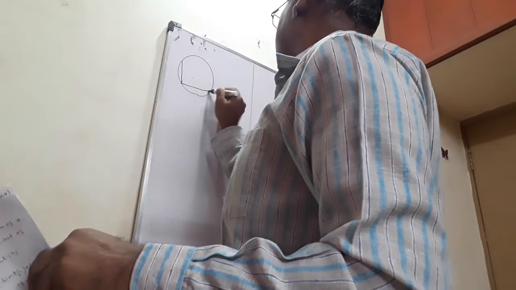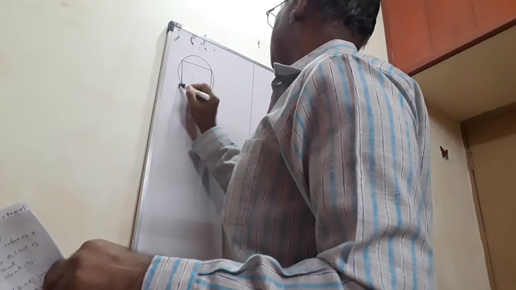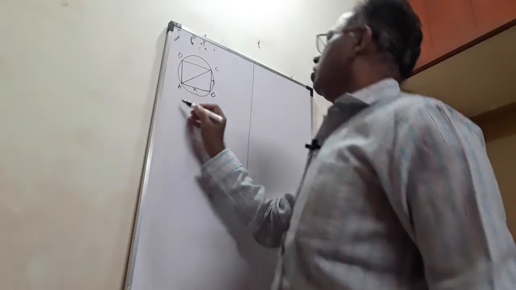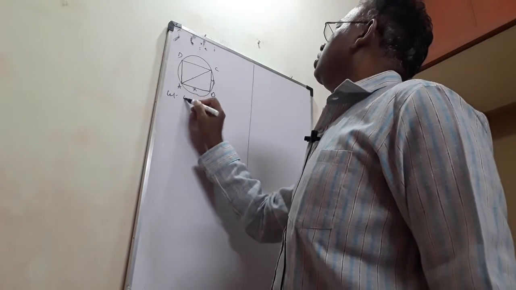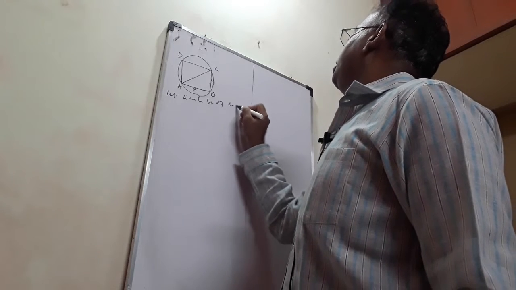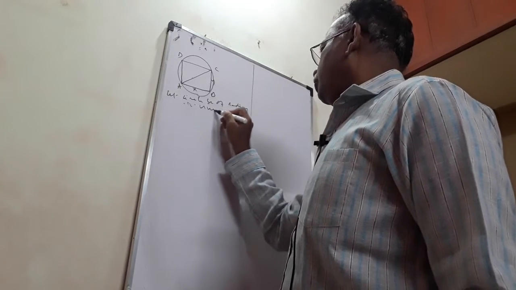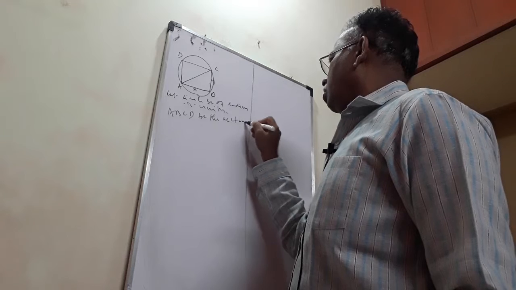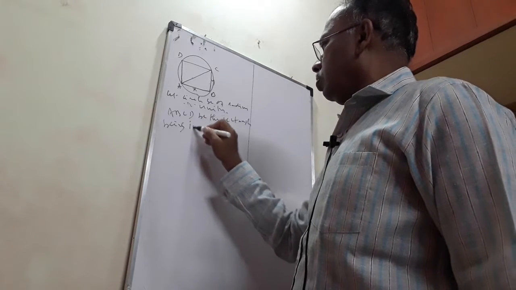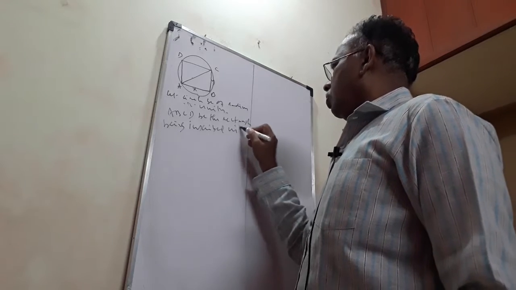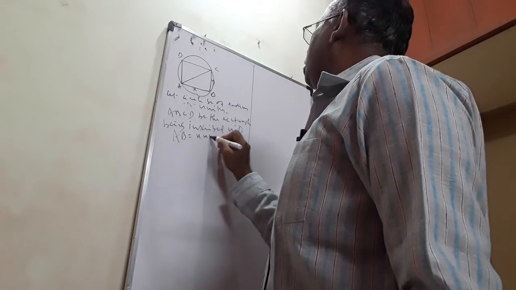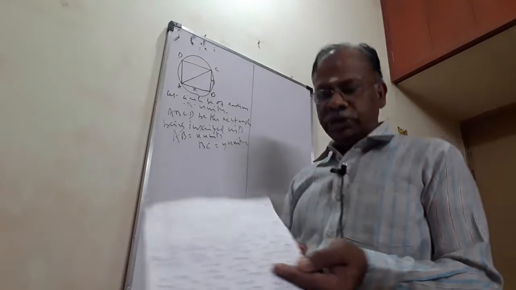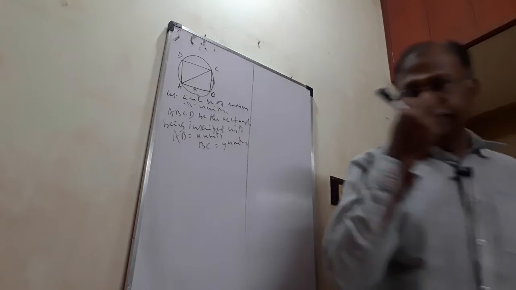Let me think about ABCD. This is the rectangle being inscribed. Let us imagine, now let the circle be of radius r units. ABCD be the rectangle being inscribed, with AB equal to x units, BC equal to y units. I assume like this. Just listen carefully.